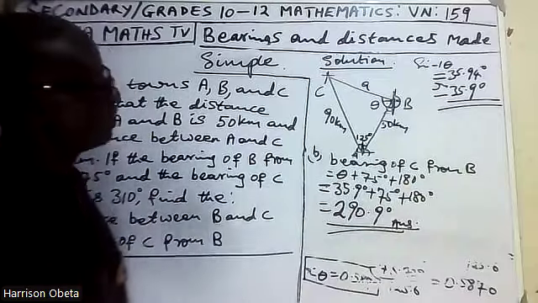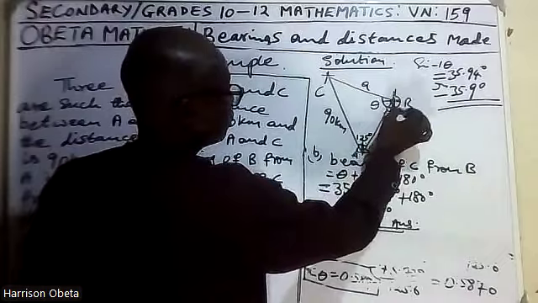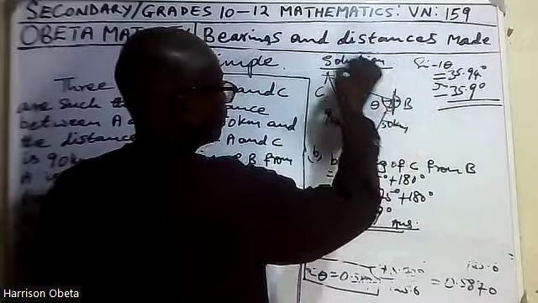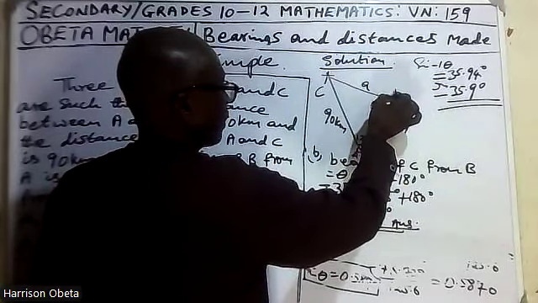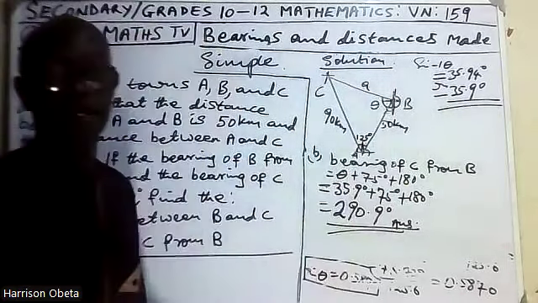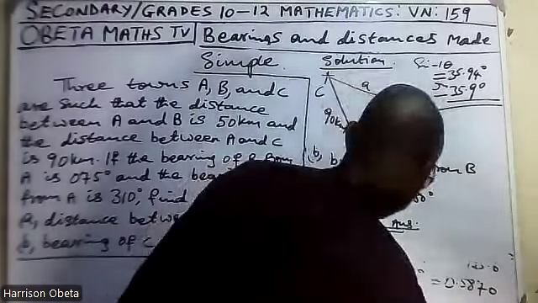And remember how I explained it? From here to the line joining B and C. And again, how I calculated this using the sine rule.